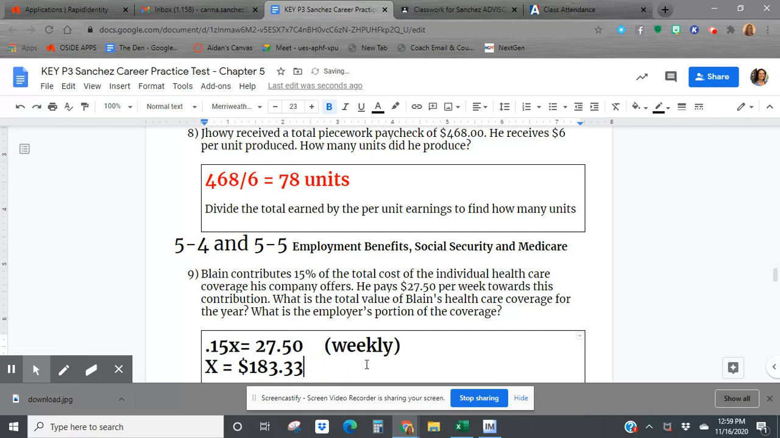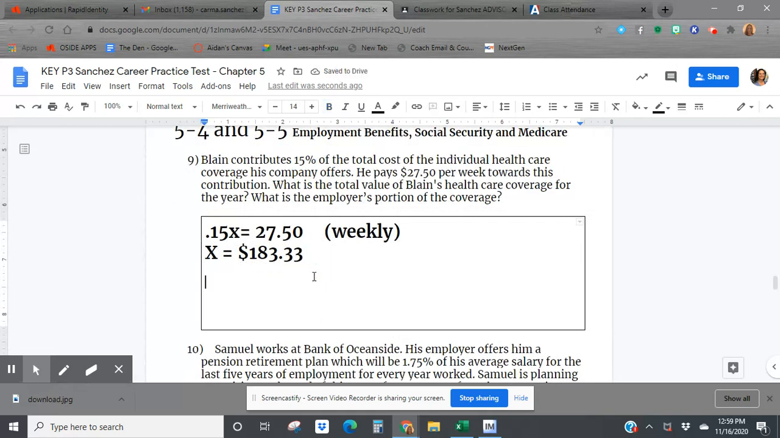Now that's the weekly amount. So we're going to take that 183.33 and multiply it by 52, and that gives us an annual cost of $9,533.33. This is the total value of healthcare coverage. This is what they asked in part 1.